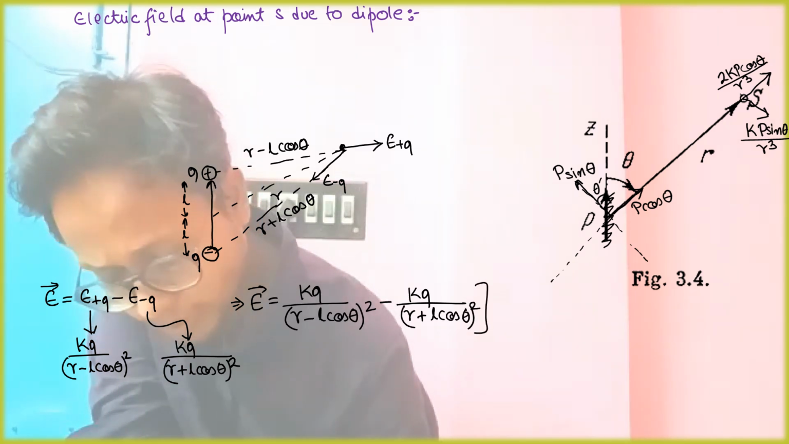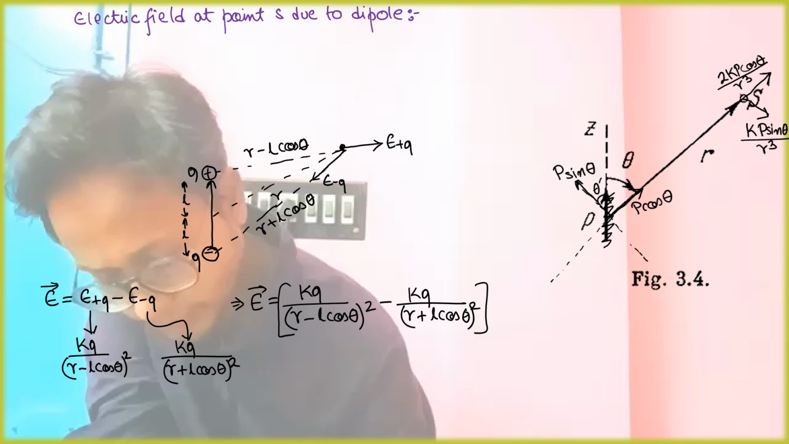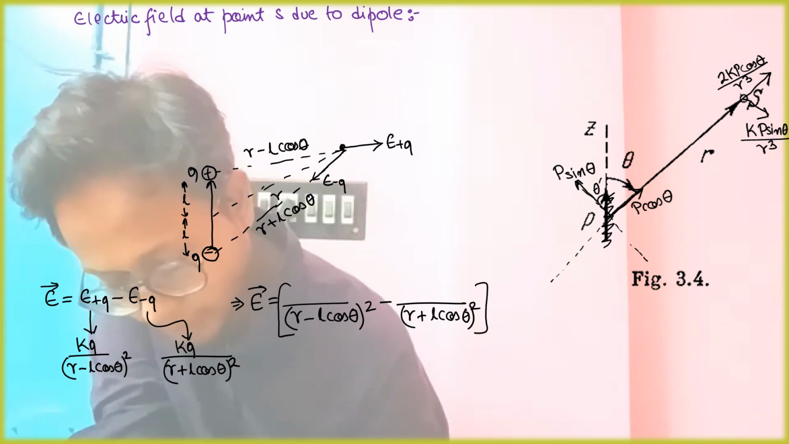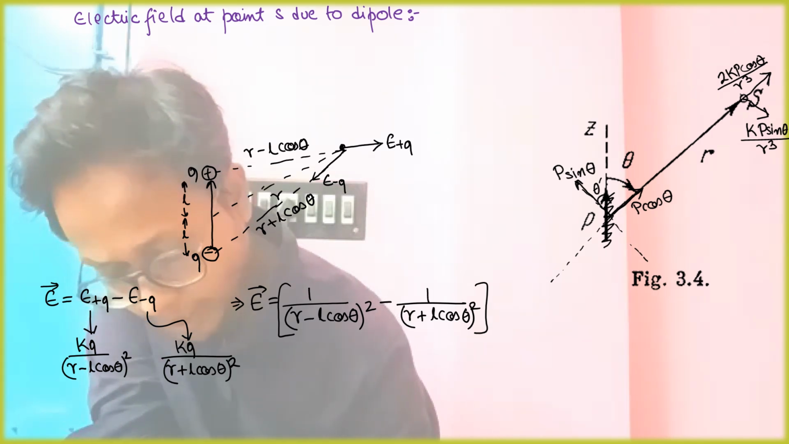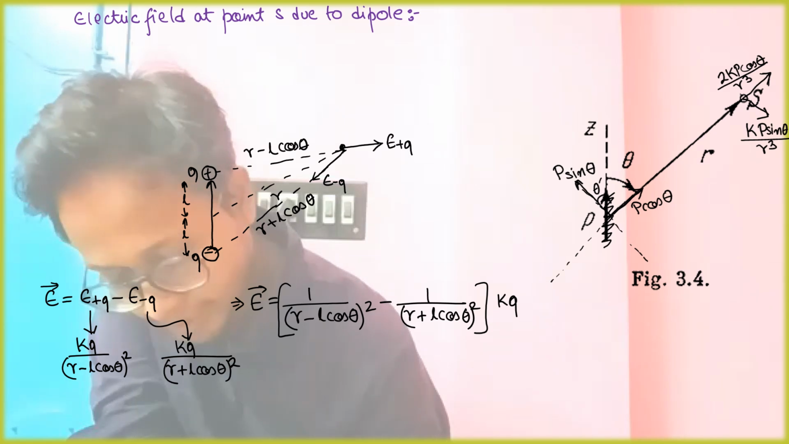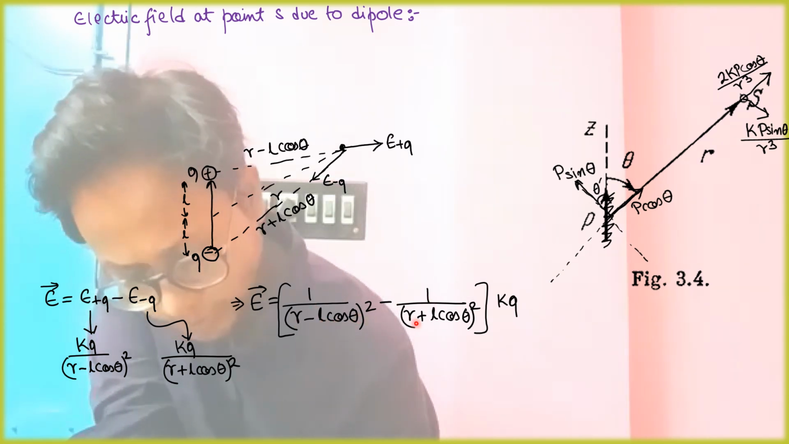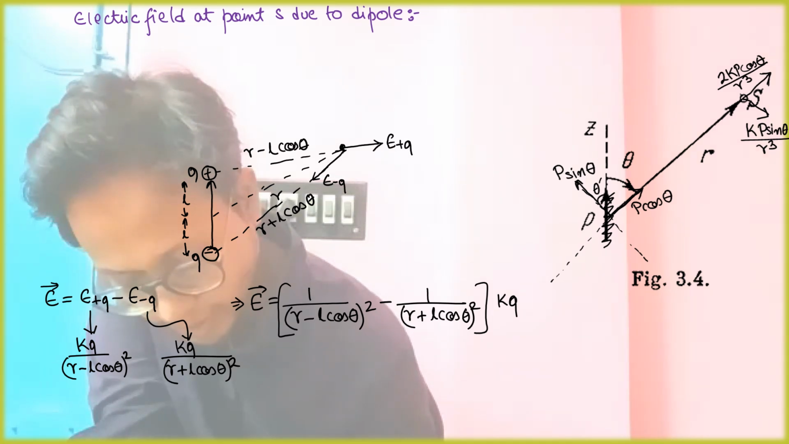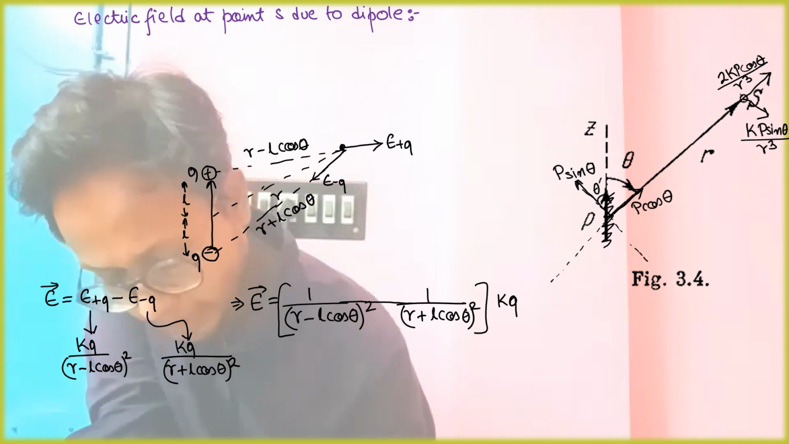Now from these two terms I can take KQ common. If I take KQ common and put it outside, it will become 1, 1 and KQ. If I take the LCM out here, it will be R minus L by L cos theta whole square into R plus L cos theta whole square. So out here I'm just multiplying this term, and what would come out here in the numerator?